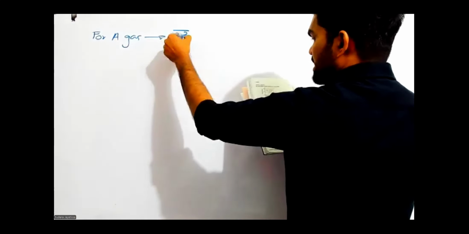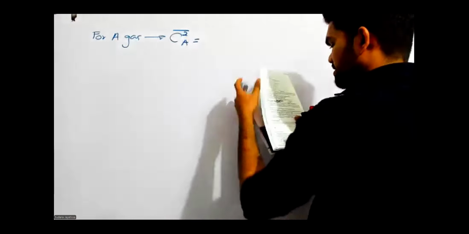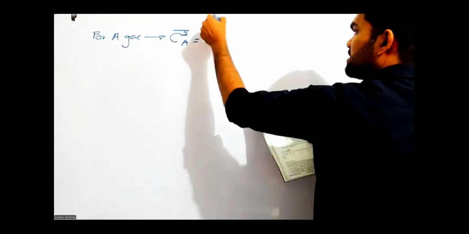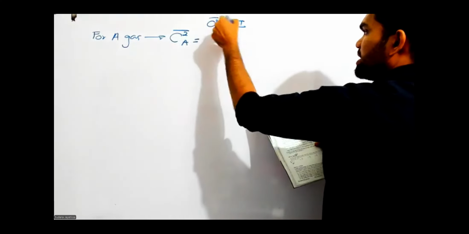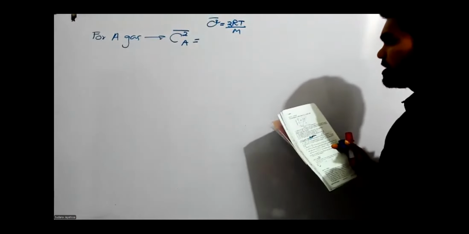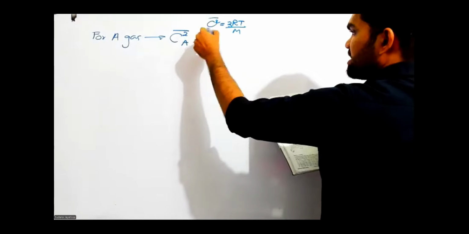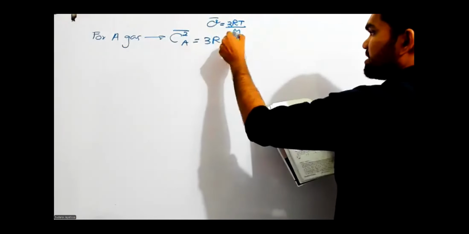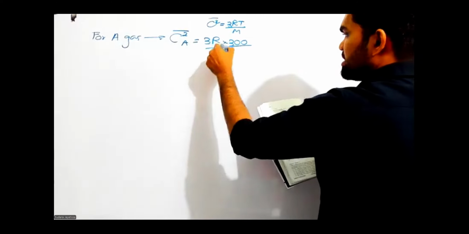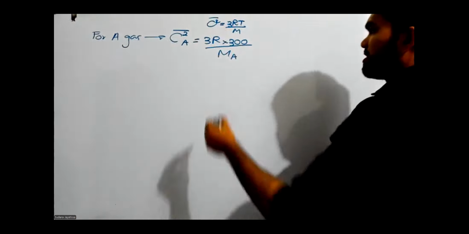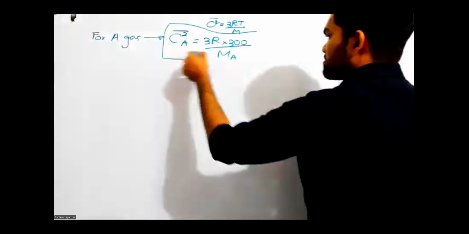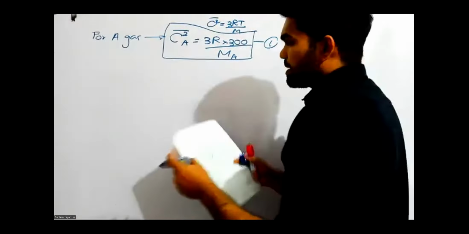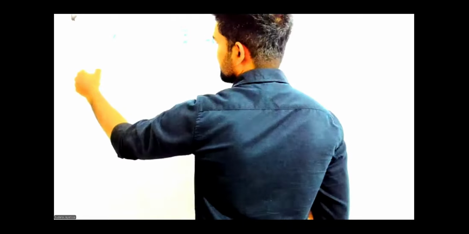C square bar A equals 3RT over capital M. So what's the value for the 3R here? Temperature for A gas is 300 and capital M is capital M A. This is the first equation. And then you are applying that one for B gas.